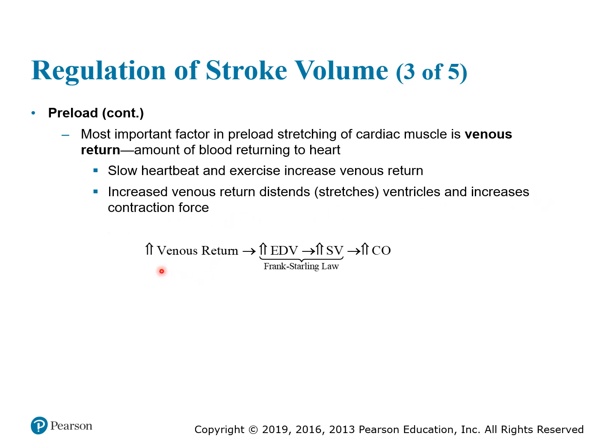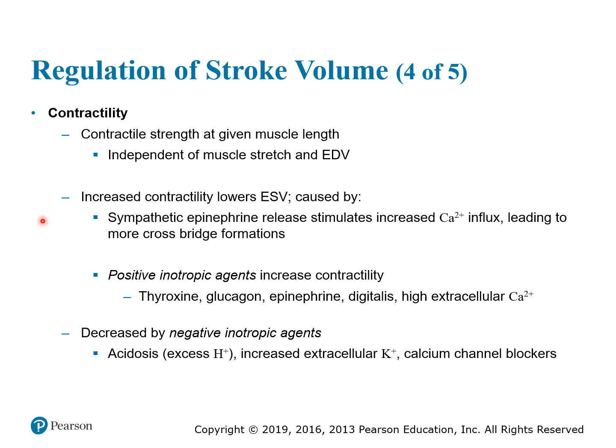So when there is increased venous return, there is increased end diastolic volume, which leads to increased stroke volume due to increased contraction, and which leads to increased cardiac output. So this is a law that increased end diastolic volume will lead to increased stroke volume, and this law is known as the Frank-Starling law. We have discussed the preload.